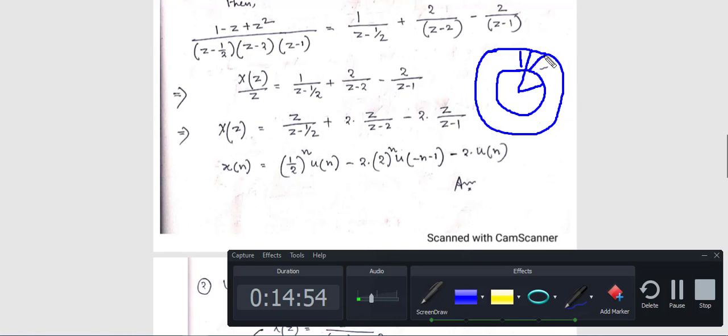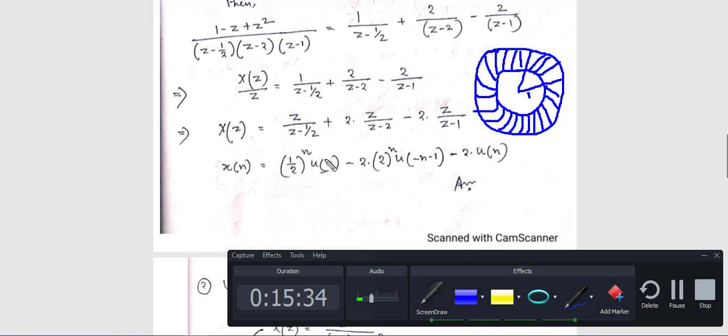Which portion? So this. Again I am saying this is 1 and this radius is 2. Okay, so your ROC lies between 1 and 2. So this is your ROC. Okay, this is given to you. Now let me check whether the signal which you get is causal or non-causal.